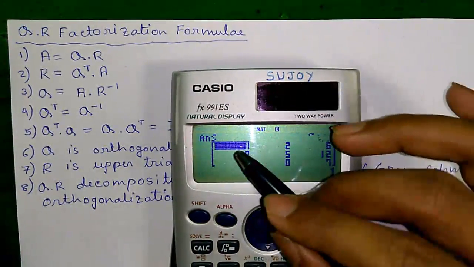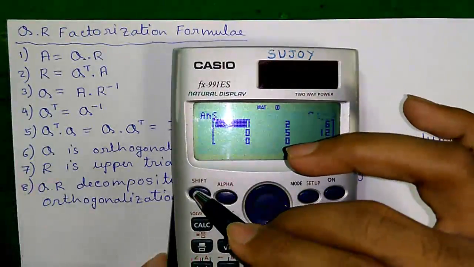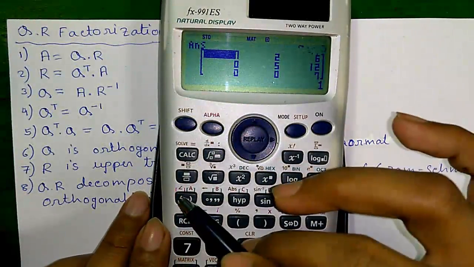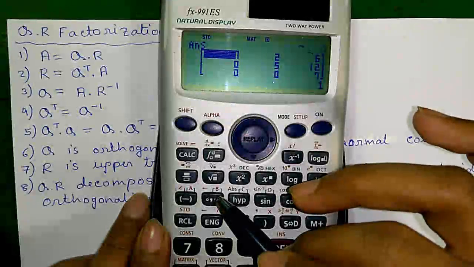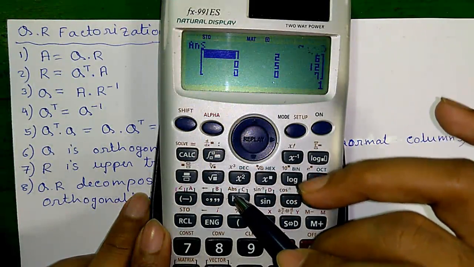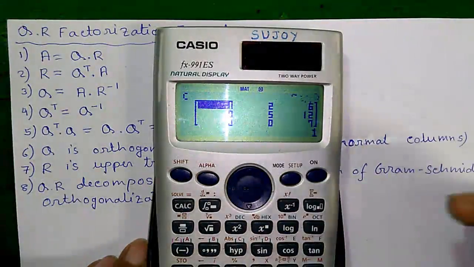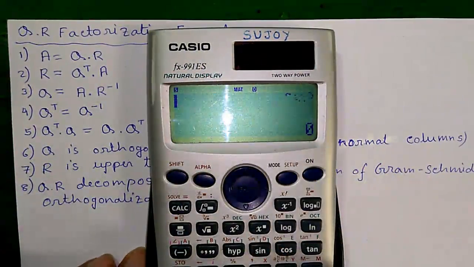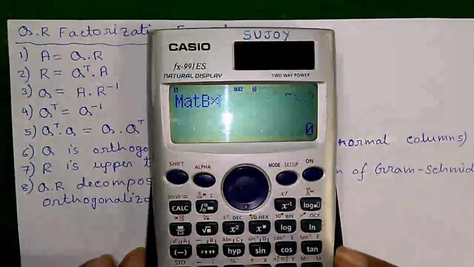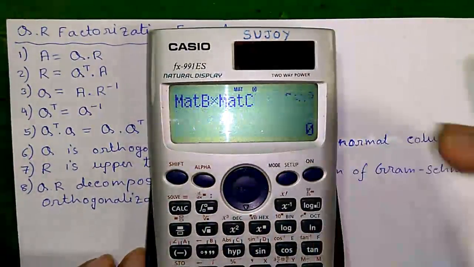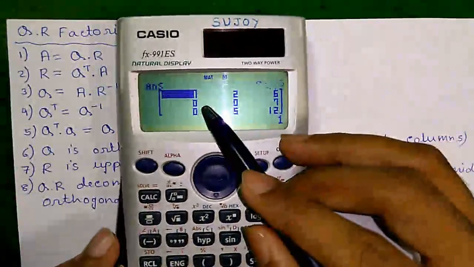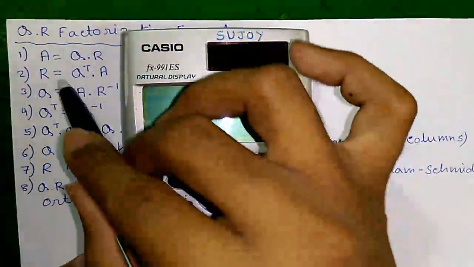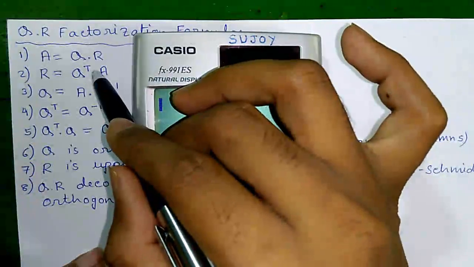You can directly store this matrix as matrix C on this calculator. For that, press shift RCL and enter the matrix name you want to save it to. So this button for matrix A, this button for matrix B, and this button for matrix C. Press this button. So you can see it changed to C. So A equals to Q into R. Q is matrix B into C is matrix R. Press equals to. We have got our matrix A back. 1 2 6, 0 0 7, 0 5 12. This property we used to find out the matrix R.